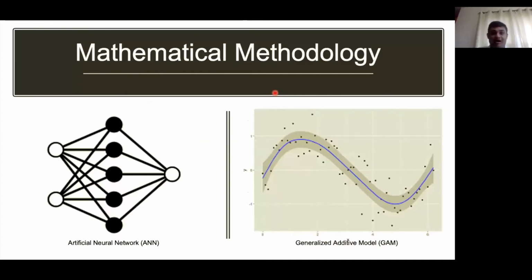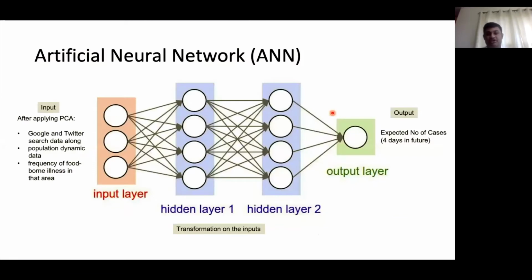We developed two models to predict the number of cases of foodborne illnesses 4 days into the future. One uses an artificial neural network and the other uses a generalized additive model. We first developed an artificial neural network to predict the expected number of foodborne illness cases depending on Google and Twitter search data, along with population dynamics data and frequency of foodborne illness in that area.